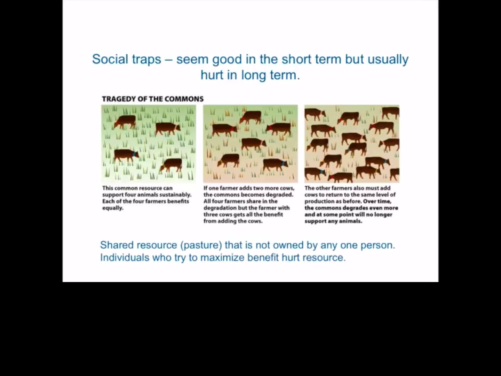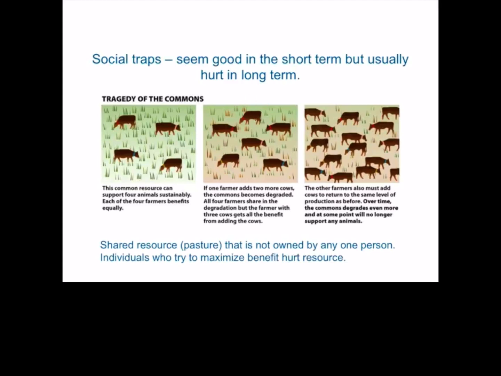This is one social trap, which I'm sure you're familiar with. This is called the tragedy of the commons. This is where we have a common resource, such as the land here, that provides the grass that these cows need. And you have four farmers, one here with a yellow band, one with a pink band, one with a red, and one with a blue. And each one of these farmers has one cow. And each of these cows are going to eat the same amount of resources, make the same amount of waste, use the same amount of land, and everything's happy.